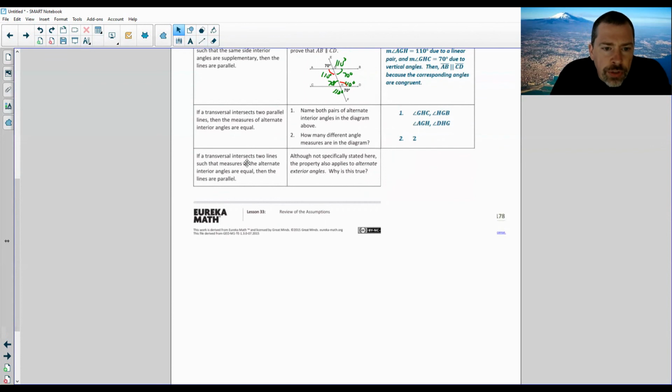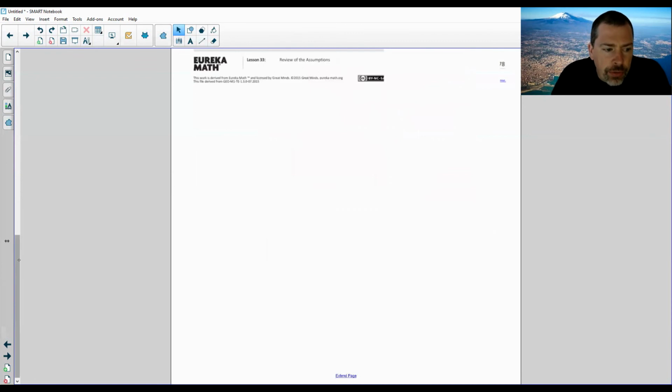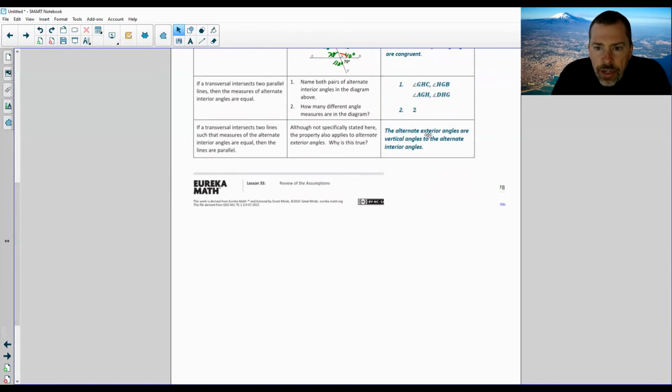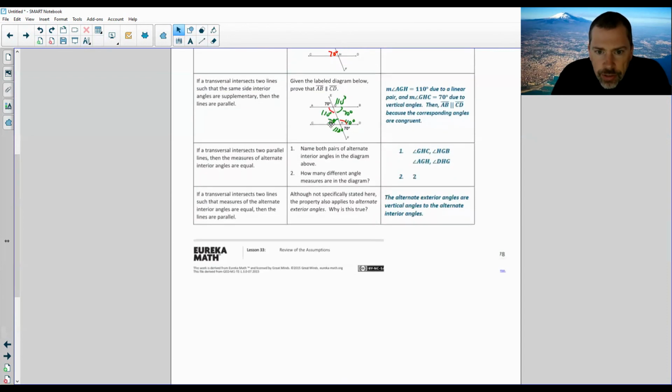Okay, if a transversal intersects two lines such that the measures of the alternate interior angles are equal, then the lines are parallel. That is now the converse of the prior. Although not specifically stated here, the property also applies to alternate exterior angles. Why is this true? The reason is the alternate exterior angles are vertical angles to the alternate interior. So the alternate interior, 70, 70, vertical angles are congruent. So if alternate interiors are congruent, then alternate exteriors must be because of the vertical angle theorem.